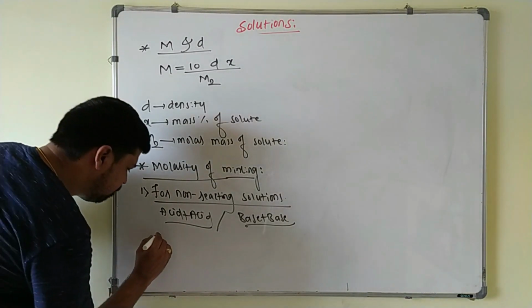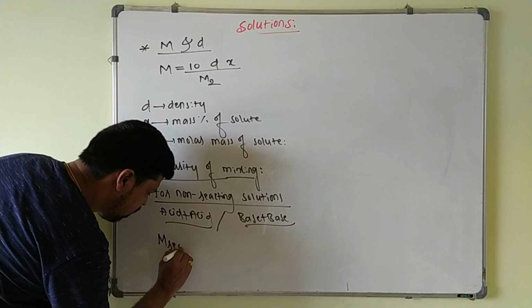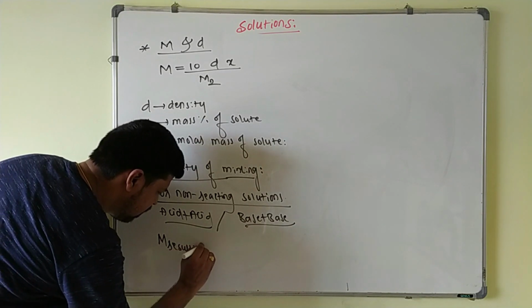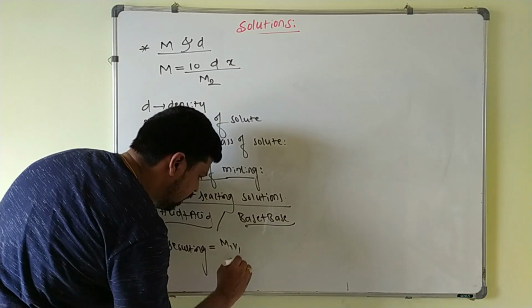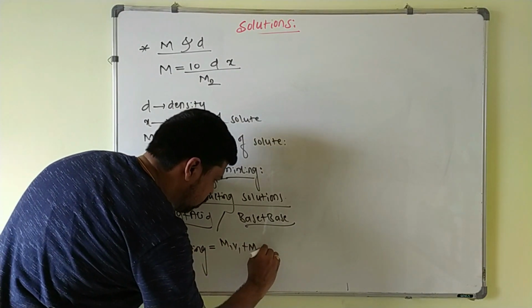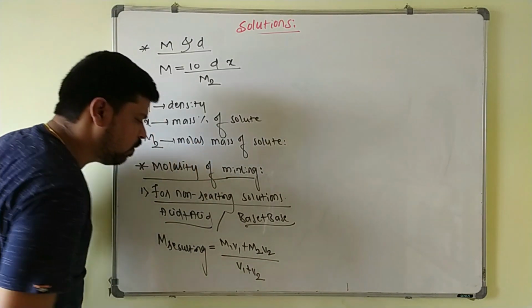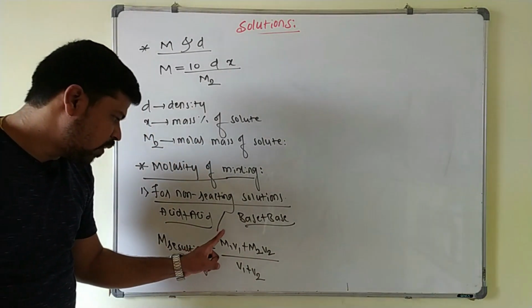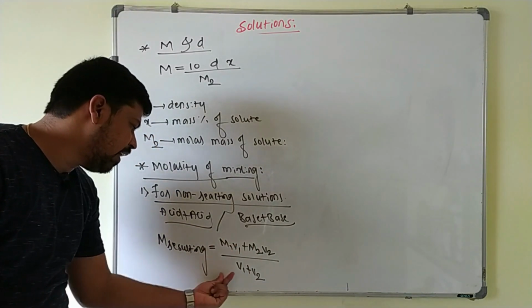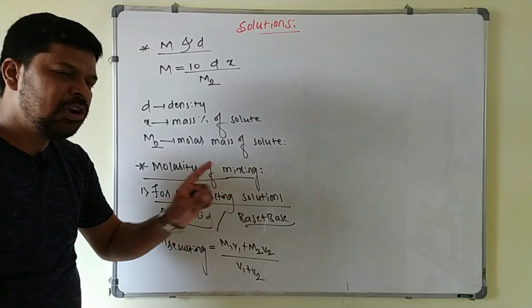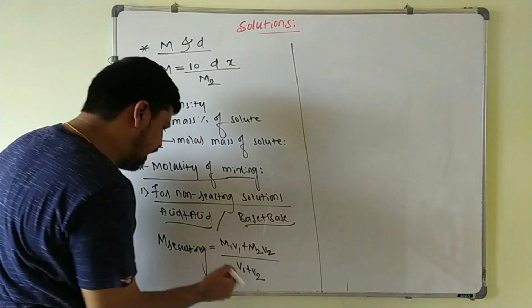So in this case, the resulting molarity, M resulting, will be equal to M1 V1 plus M2 V2 divided by V1 plus V2 here. So this is one acid and this is another acid. These two are mixed together, then the resulting molarity will be this one, because these two are non-reacting solutions.